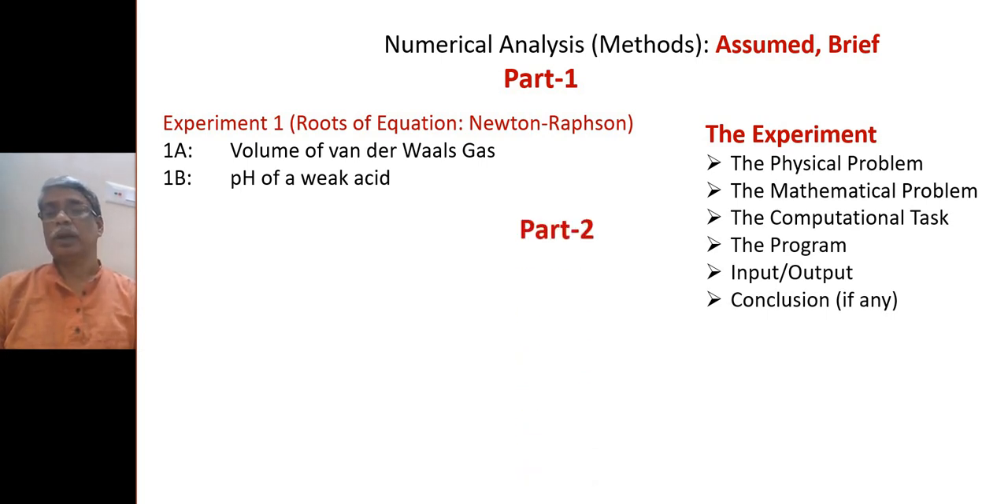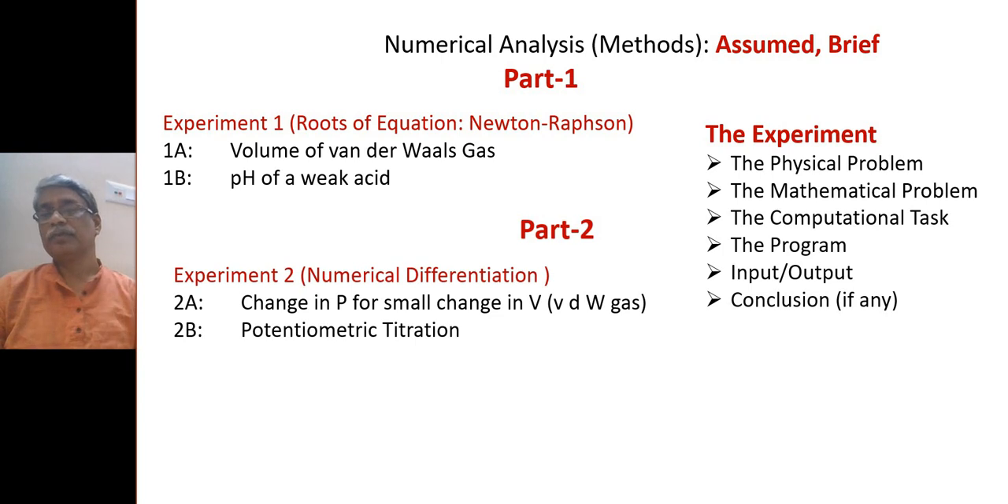So today in part 2 we will be visiting a few more experiments. First, experiment 2, numerical differentiation. Under that there are two experiments: change in pressure for small change in volume for Van der Waals gas, and the second one is potentiometric titration, or equivalently pH-metric titration. And that is experiment 2.